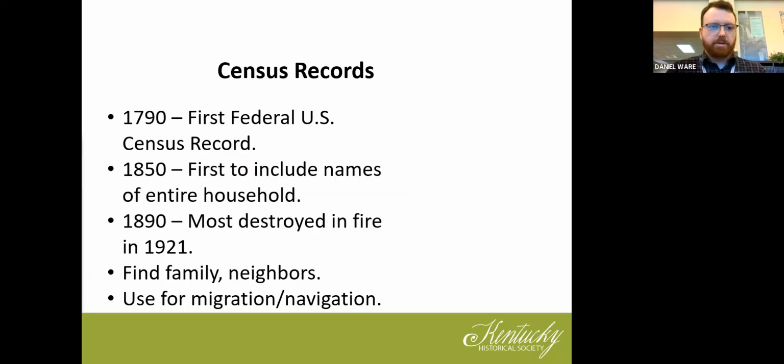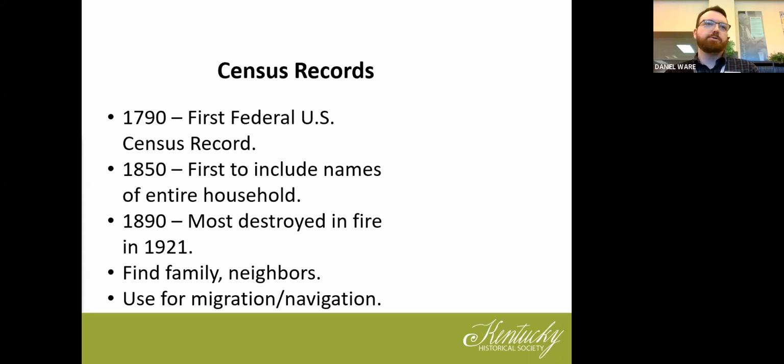Okay, census records. I know technically certain areas had censuses before 1790, I believe, but as far as the US census record, 1790 is the first one. And I just wanted to point out certain important decades as far as the censuses. 1850 was the first to actually have the full household names.